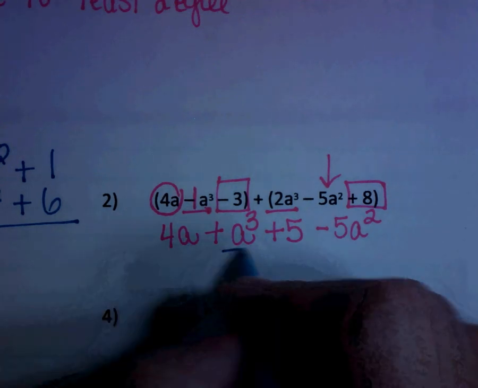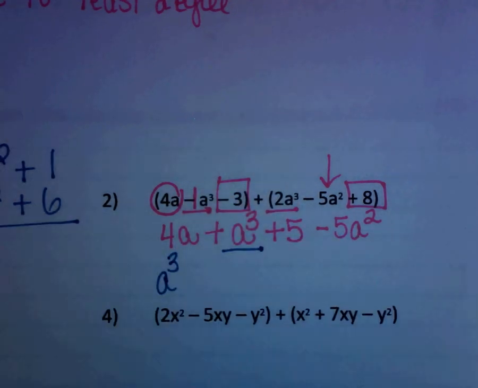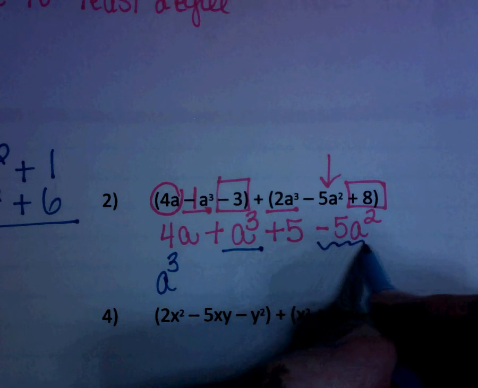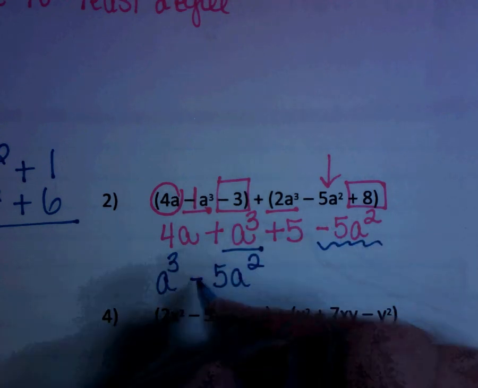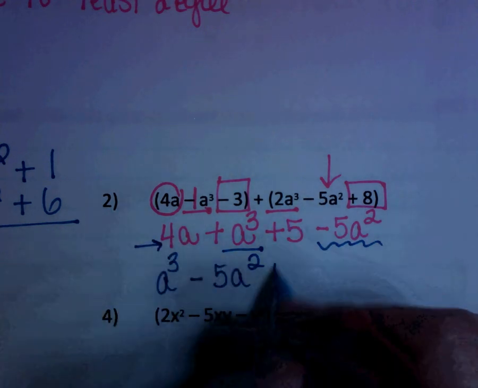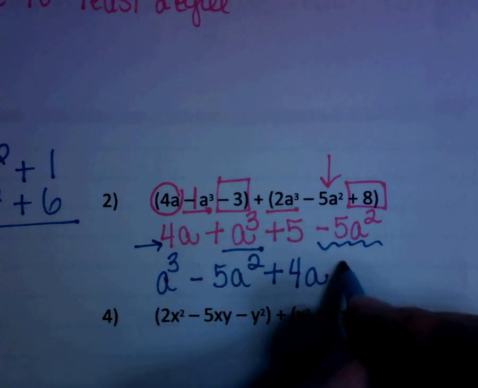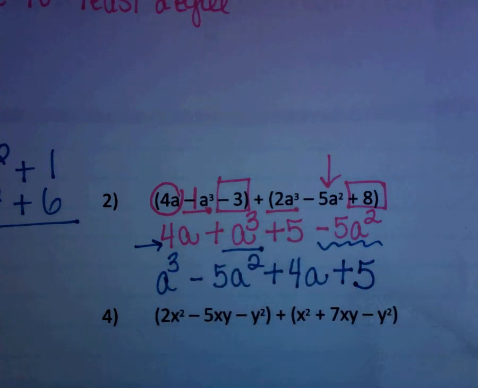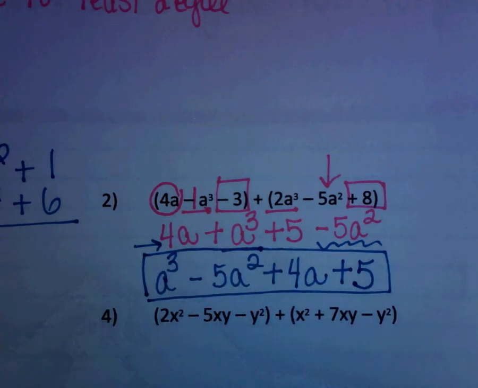So first it's going to be a cubed, and then negative 5a squared, so minus 5a squared. Make sure you put that sign with it. And then 4a, positive 4a, and then would be the constant. The constant's always going to be last. And so this would be how you would need to answer or input your polynomial.